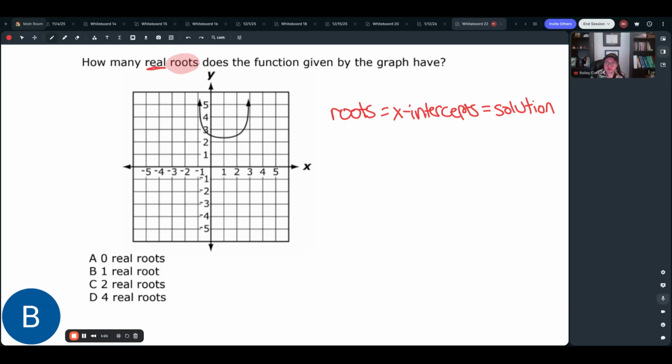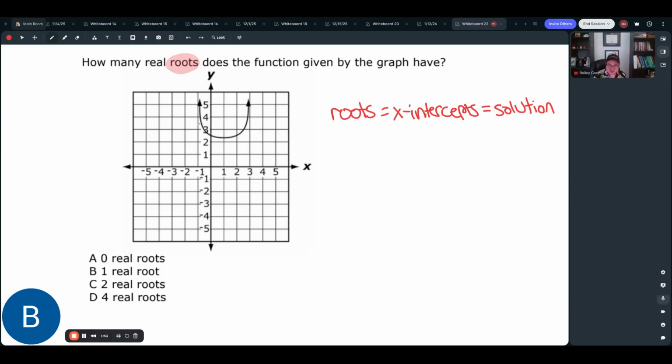Real, the modifier real here, just means not imaginary, because it's possible that there are some imaginary roots or solutions to this, but imaginary roots don't show up on a graph. So they have to specify how many real roots does this thing have, because we only want to be looking at the stuff that is identifiable on the graph, right? There's no way for us to know if there are imaginary roots or not. We can only look at the graph to find real roots.